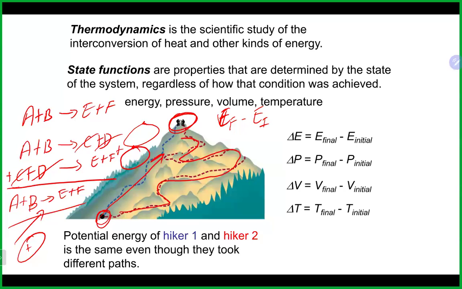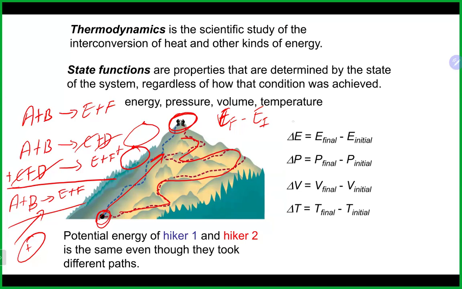There could be reactions where you look at an overall reaction, and maybe it takes three or four individual little reactions to occur for that to happen. You could actually add up, for example, the energy of each of those steps, and that'll give you the energy of the overall reaction that's taking place. So energy, pressure, volume, temperature, these are all things that are state functions.